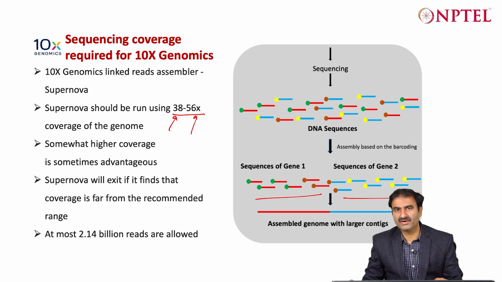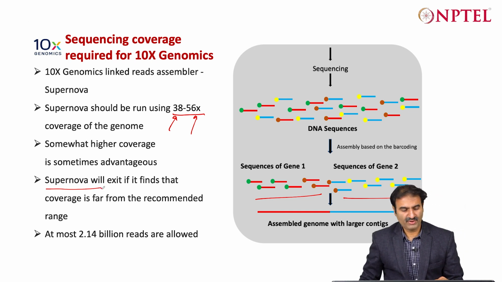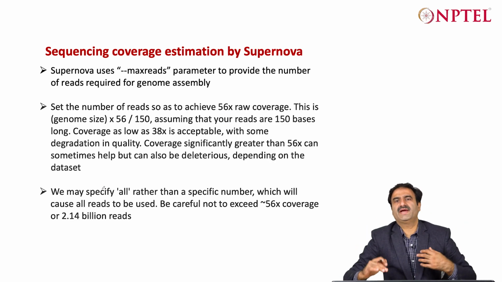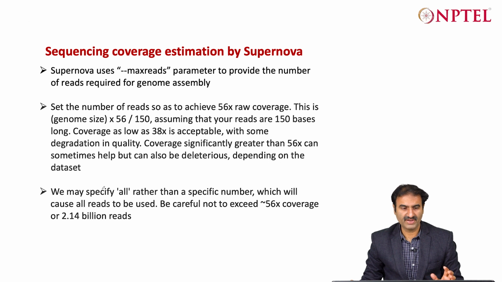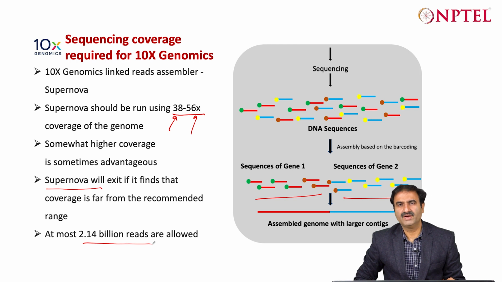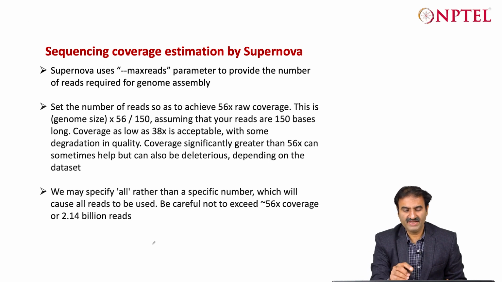So 10x plus Illumina sequencing is one of the ways to achieve it, okay. And the software that you will use for assembly is Supernova, right. But Supernova also needs an estimate of the coverage, and how much data it can handle. So it cannot handle larger genomes, okay. That means it cannot handle more than 2.14 billion reads, okay. So that means you can do 1 or 1.5 GB genomes with the 10x technology, right. So basically it needs almost 56x raw coverage, okay.